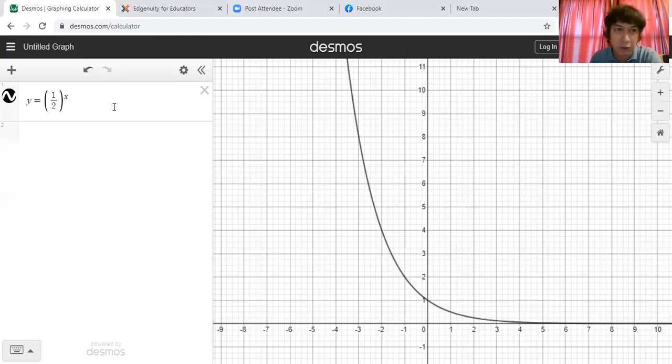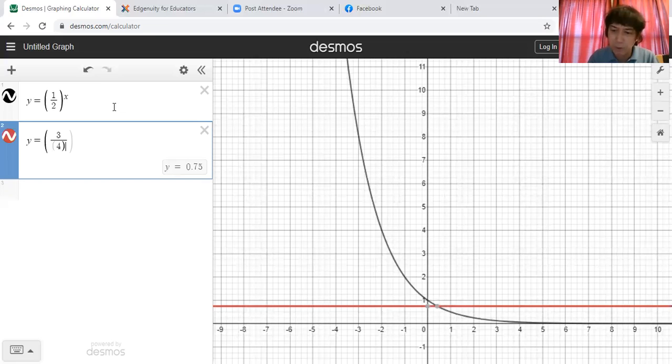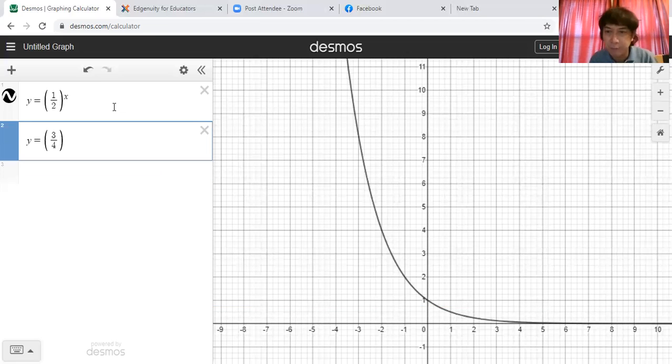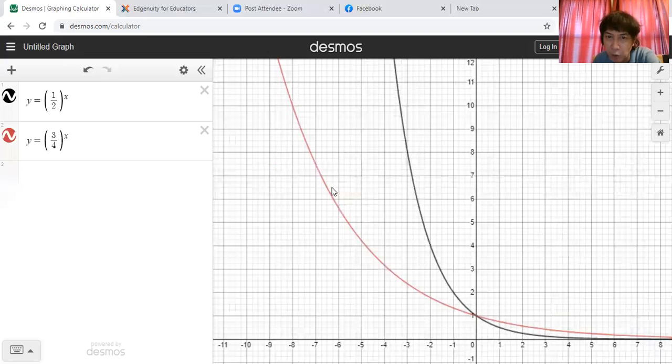Just selecting the value of the base in between 0 and 1, say 3/4 raised to the power x there. Okay, you can check on the red graph. It starts with a high value and it goes down there as you increase your x there. Okay, you call this exponential decay.